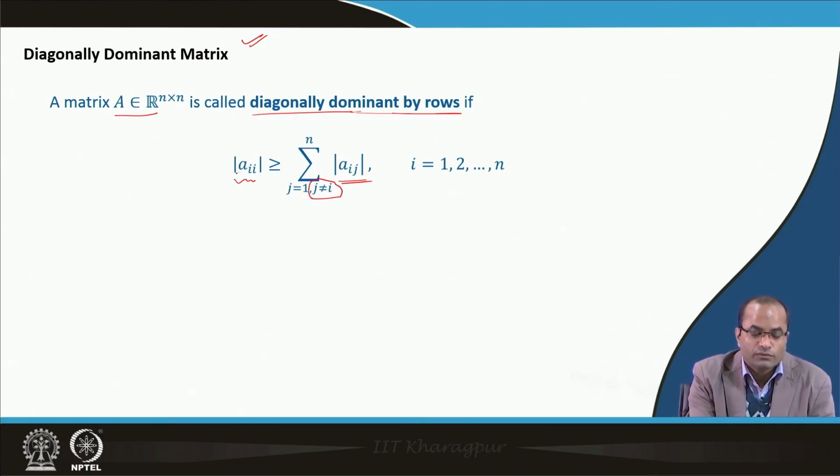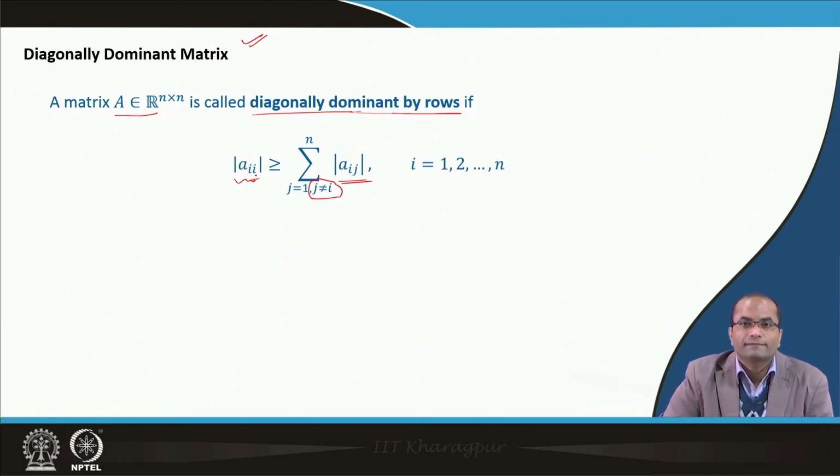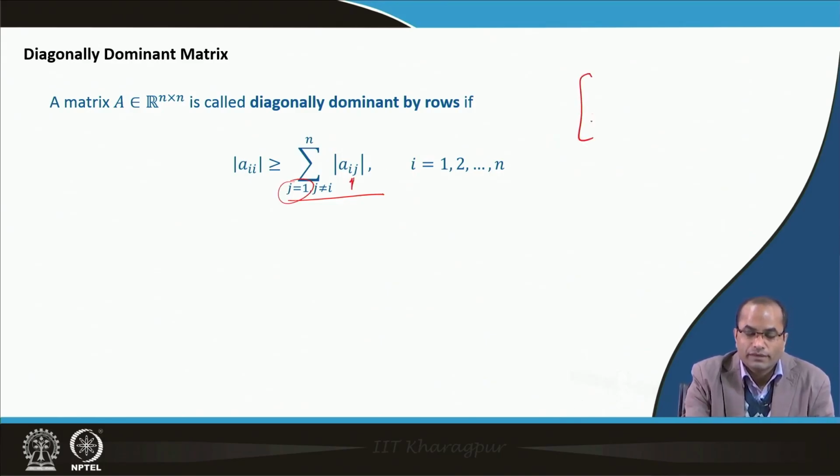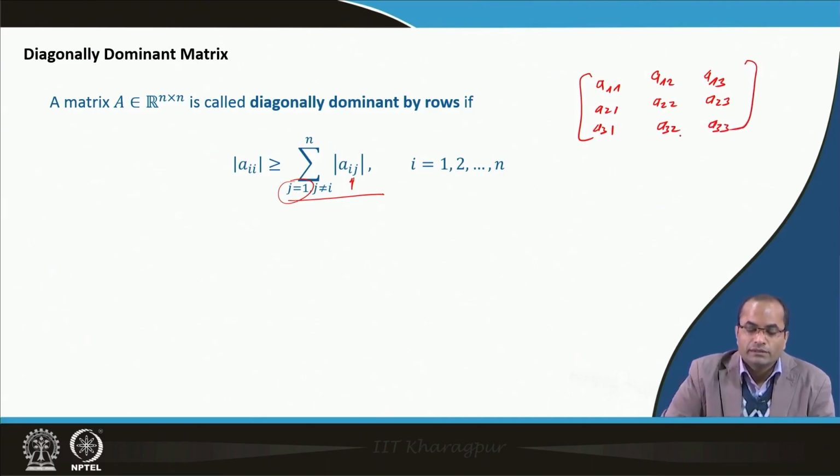Except for j equal to i, so we are not adding the diagonal entry again. Except this diagonal entry, we add all the other elements, because the summation goes over j, the second index. If we have the matrix with entries A11, A12, A13, that is the standard notation we use for the coefficients, then A21, A22, A23, then A31, A32, and A33.